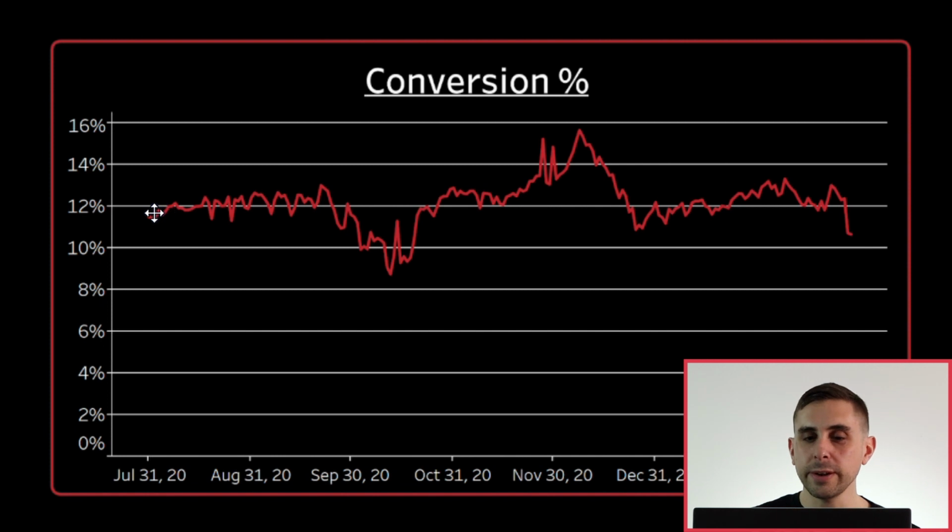Next, let's take a look at conversion percentage, and you can see that it was fairly stable early in 2020, and then it took a dip a little bit before the holiday season, before it ramped right back up to a peak at around 16%, and then after the holiday season, once again, it took a dip, and now it's been fairly steady at around that 12.5%. Although more recently, there's been a dip in the month of February.